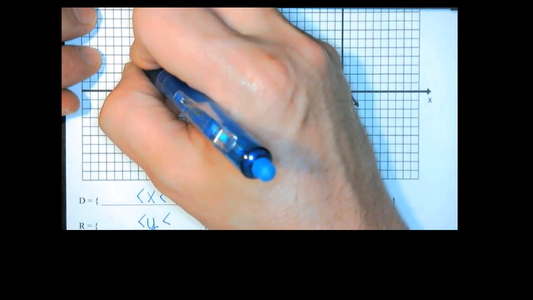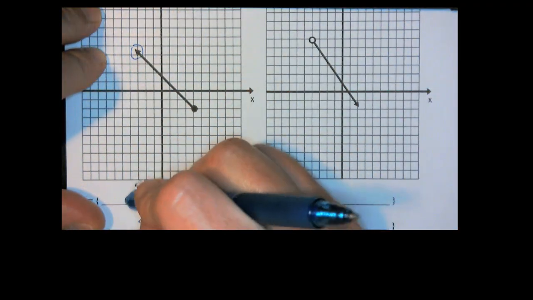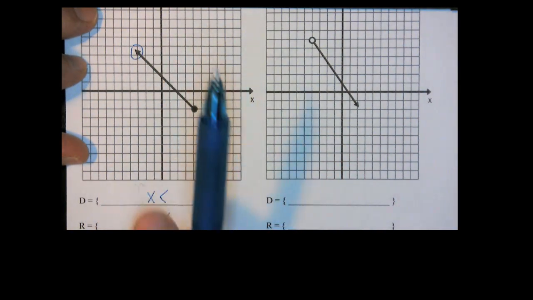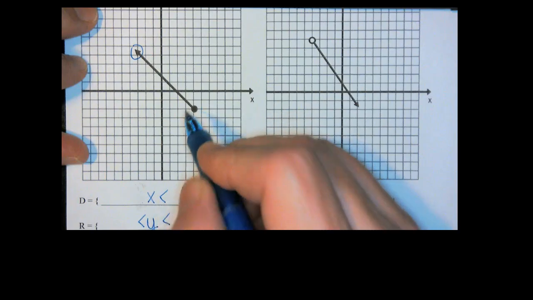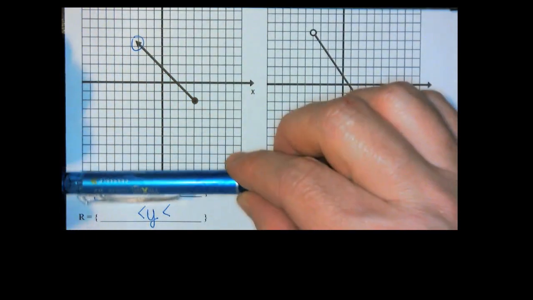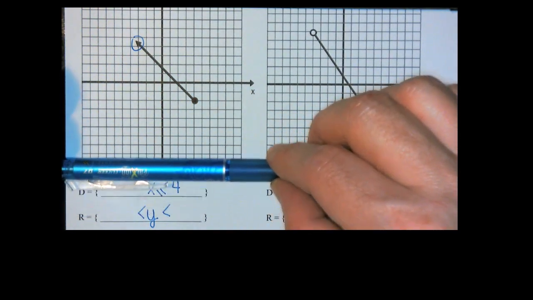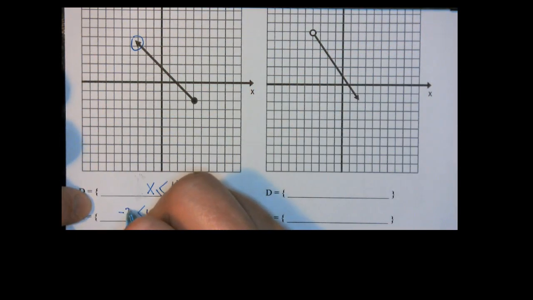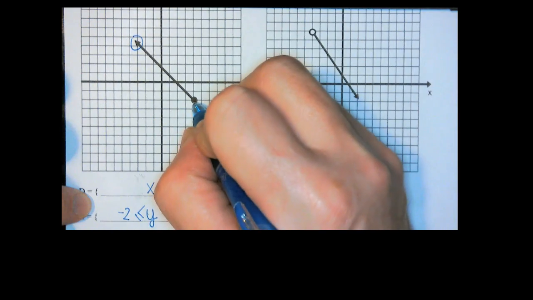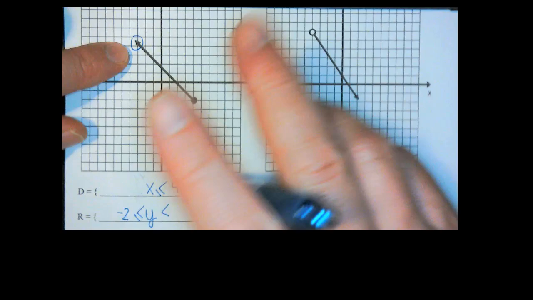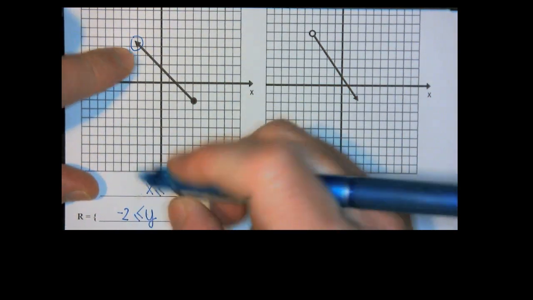First place I touch is the arrow, so that means I will erase. Then I continue moving, and the last place I touch is this point right here, which is 4. And it will be a dash because the point is solid. Now for the range, I'm going to move my pencil from bottom up. First place I touch is right here, which is -2, with a dash because the point is solid. And as I move up, the last place I touch is the arrow, so that means I erase.